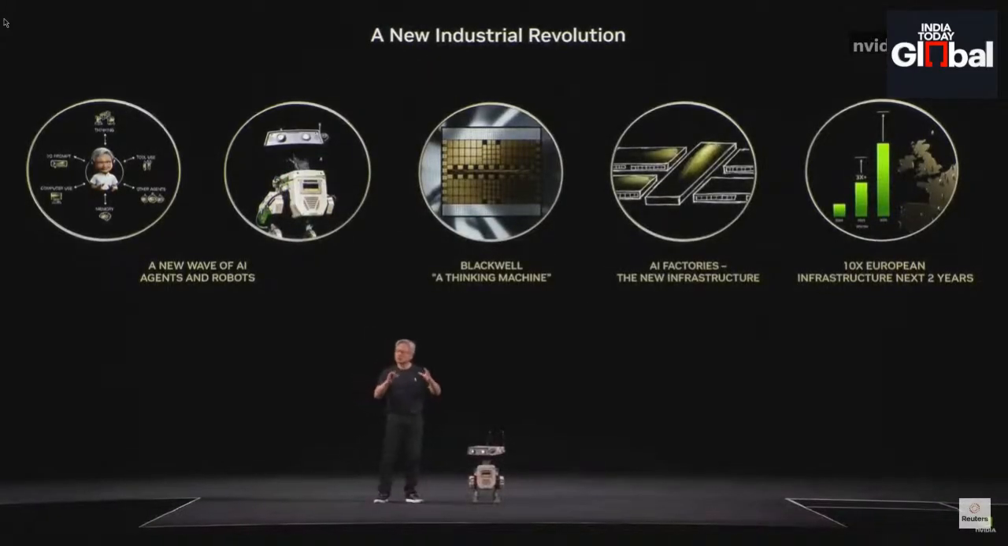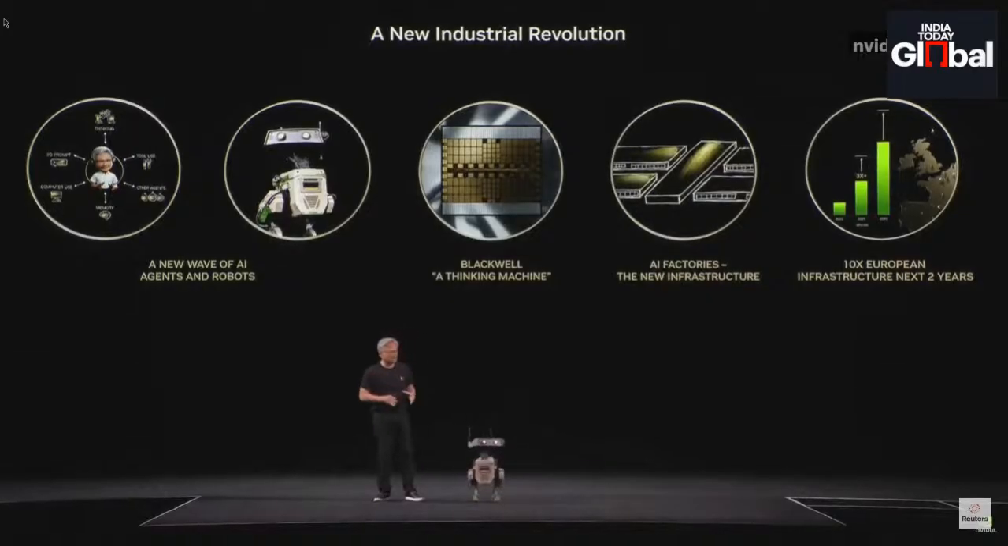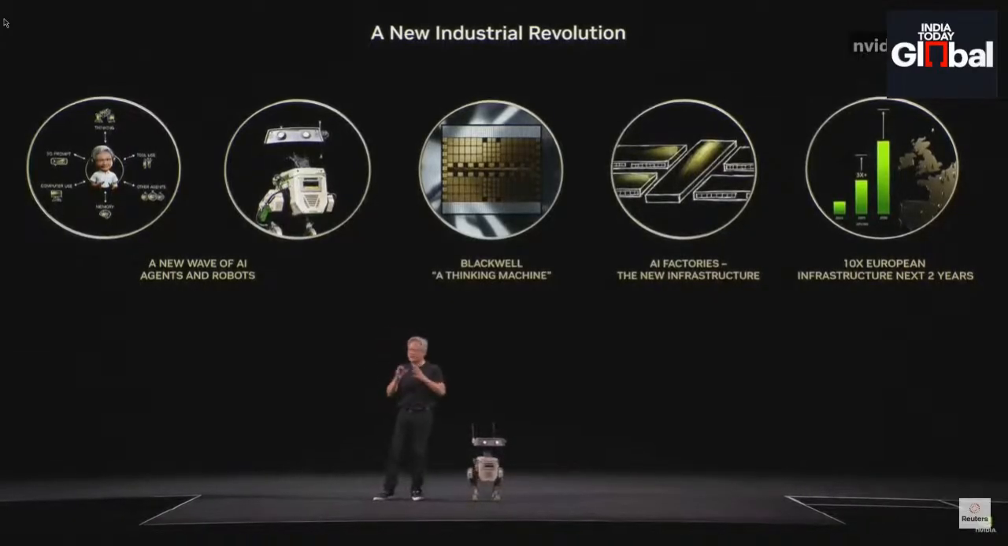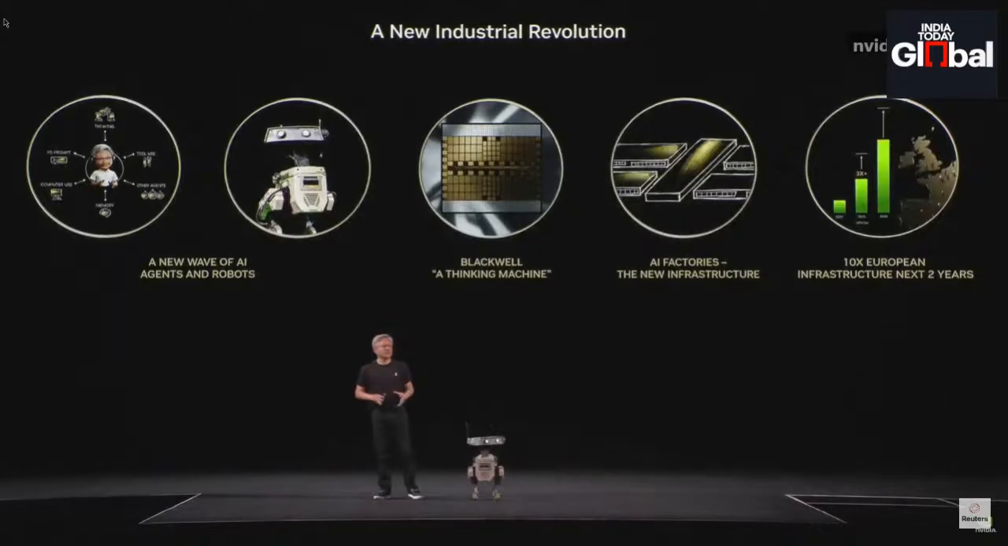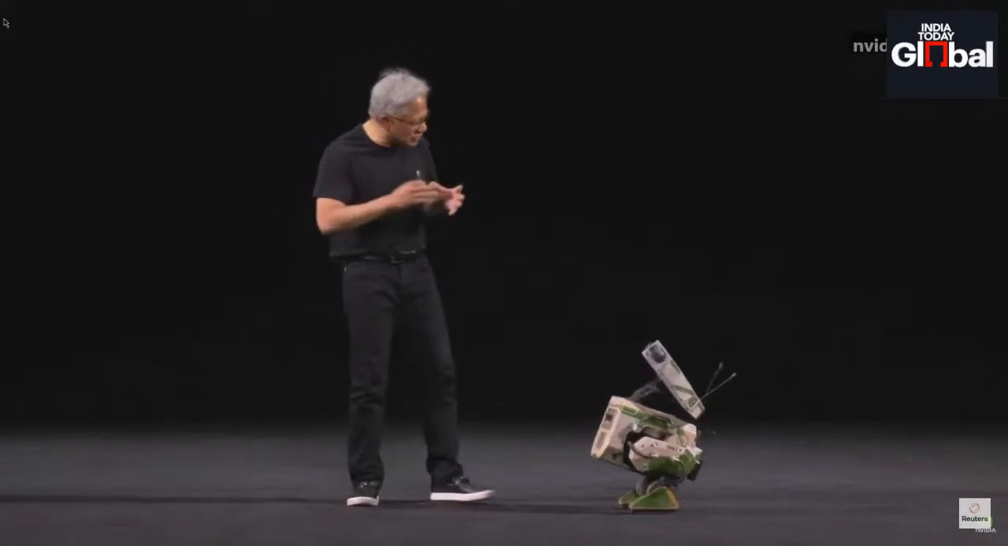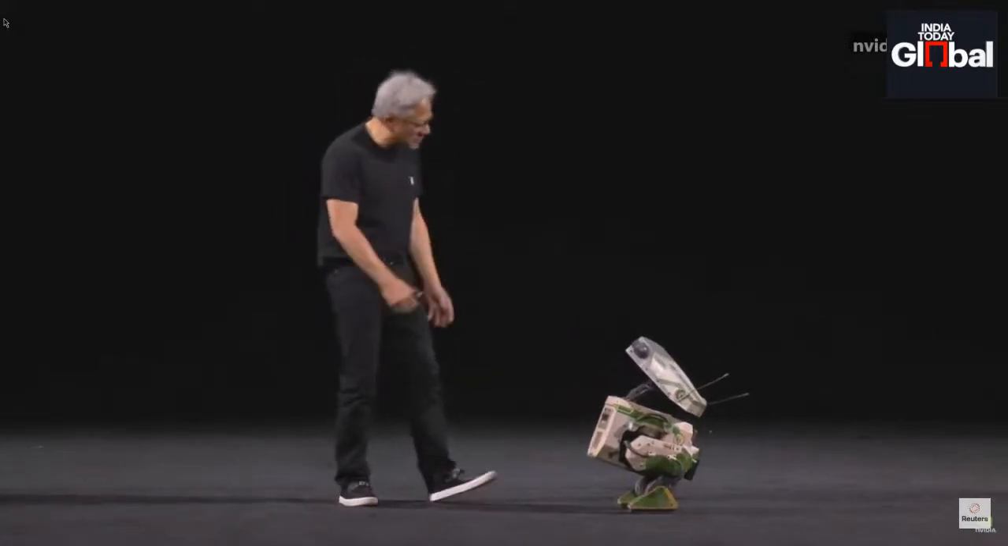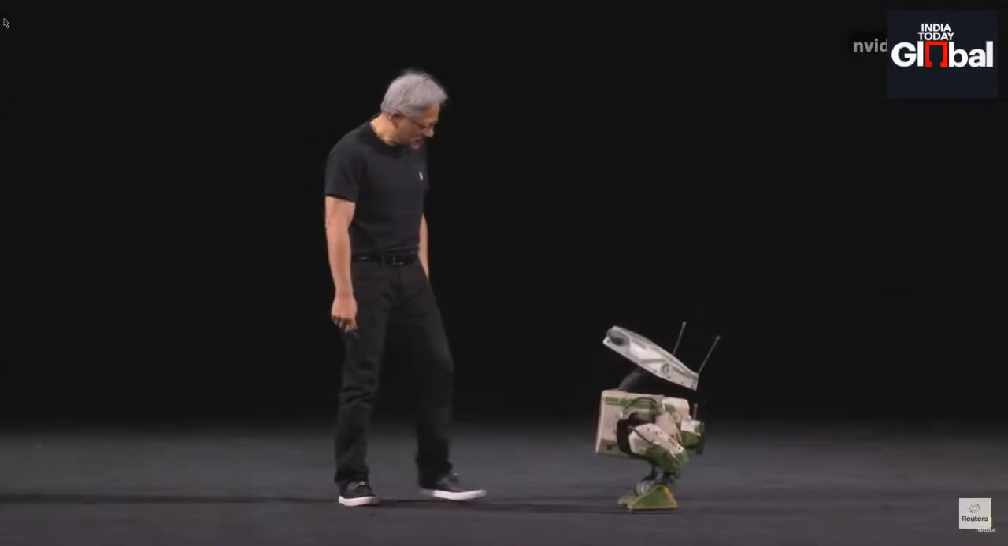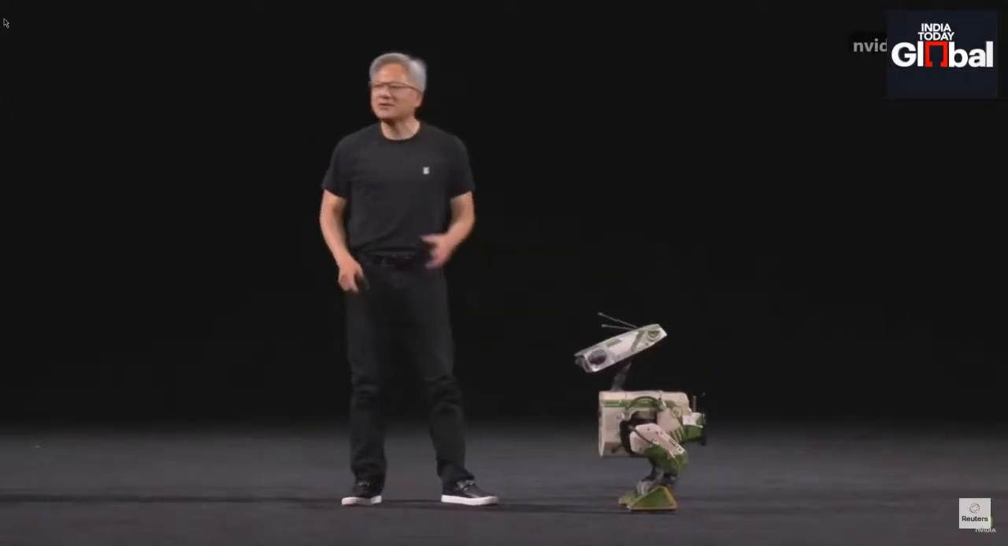So we need a special computer designed for thinking, designed for reasoning, and that's what Blackwell is, a thinking machine. These Blackwells will go into new types of data centers, essentially AI factories, designed for one thing and one thing only. And these AI factories are going to generate tokens, and these tokens are going to become your food, little Greg. Yeah, I know. I know.